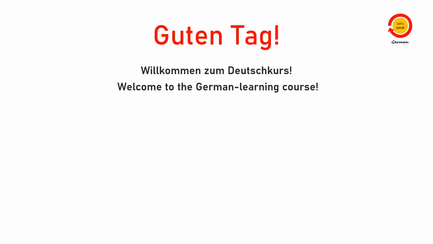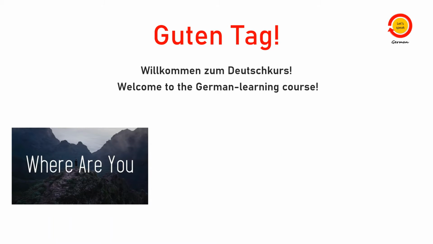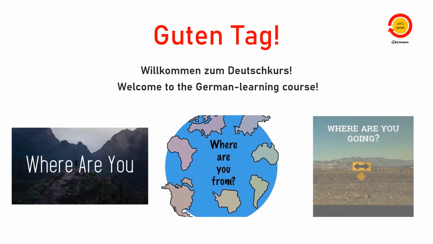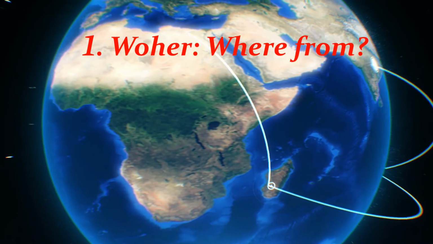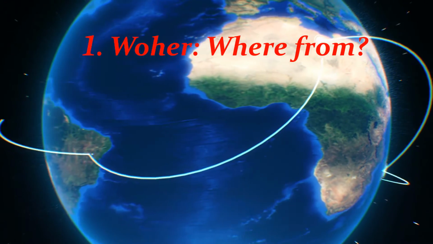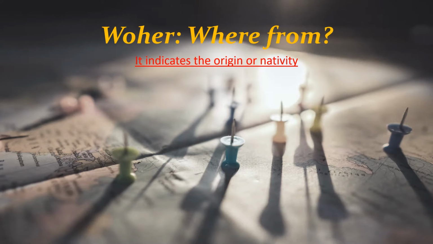Today we shall learn about how to use the question word where in German. In English, where are you from, and where are you going to, all use the same question word where. But in German, we have different question forms for each of these three contexts. First one is woher, where from. Woher, where from. It indicates the origin or nativity.